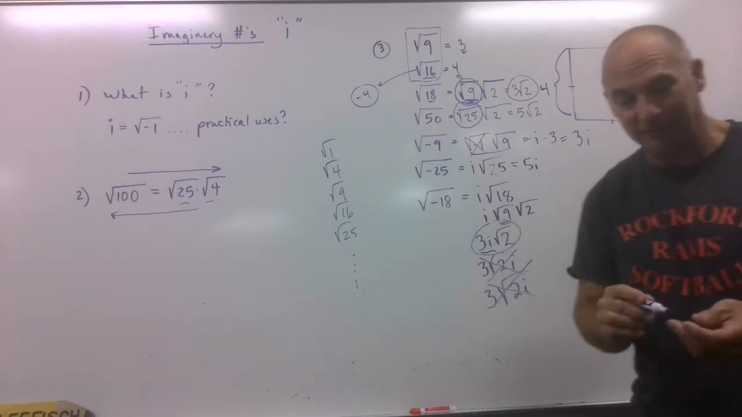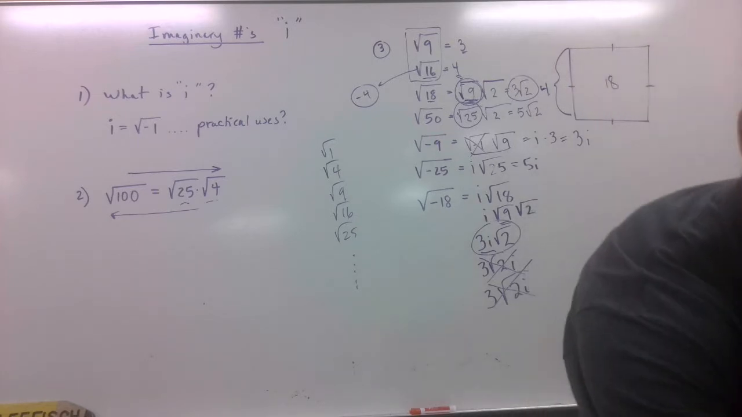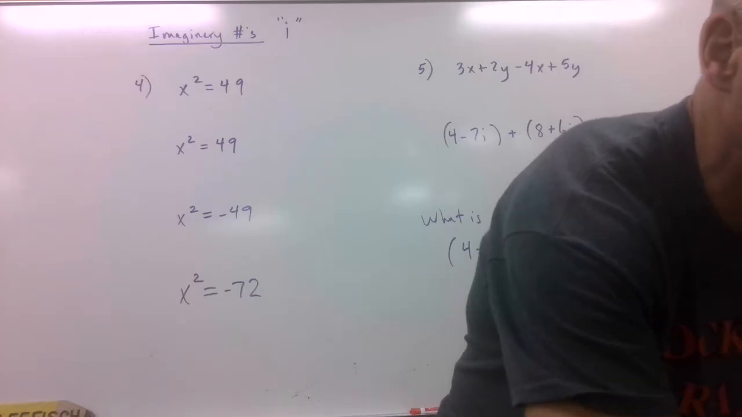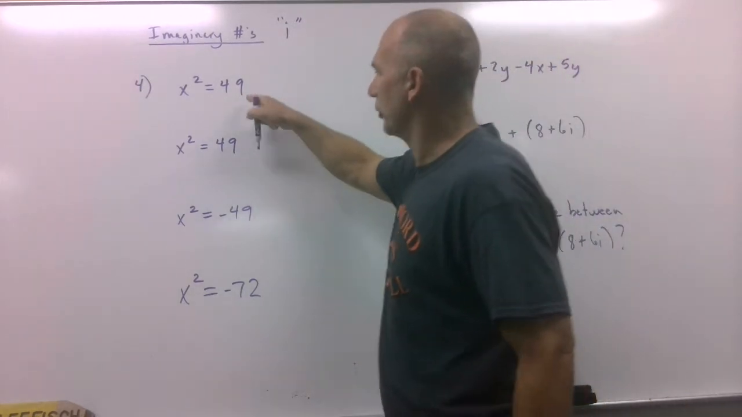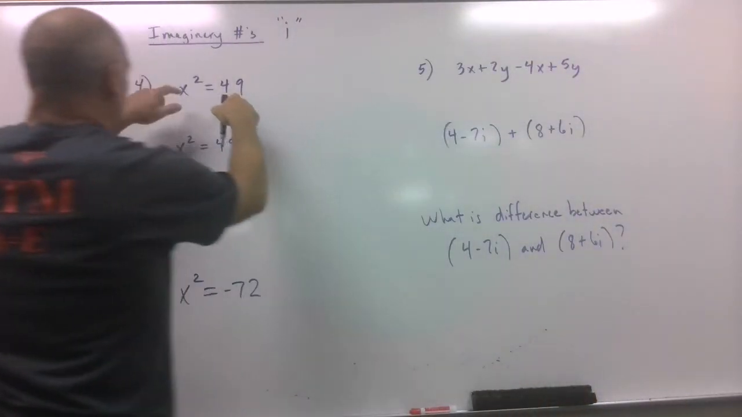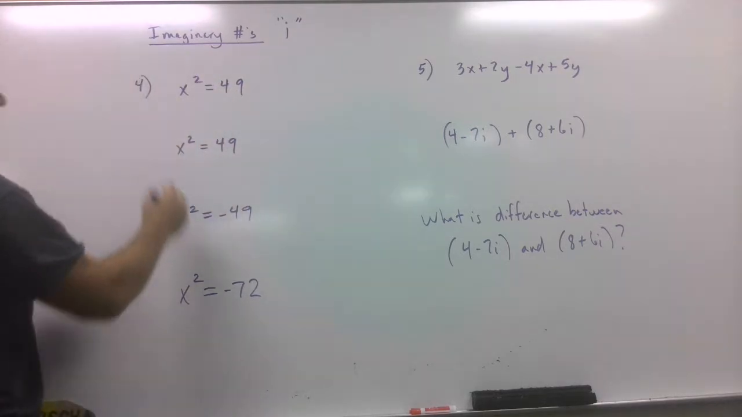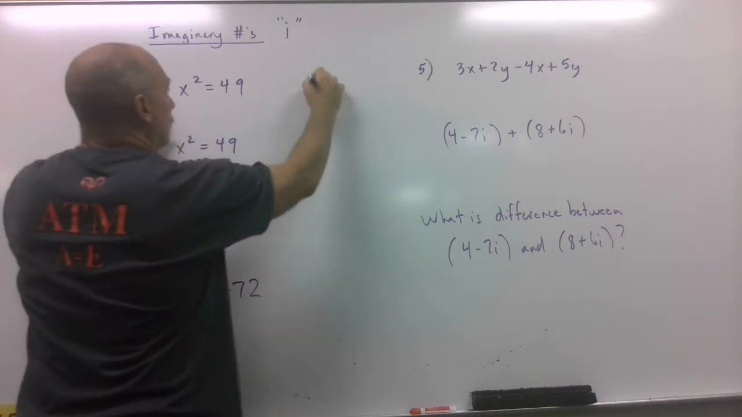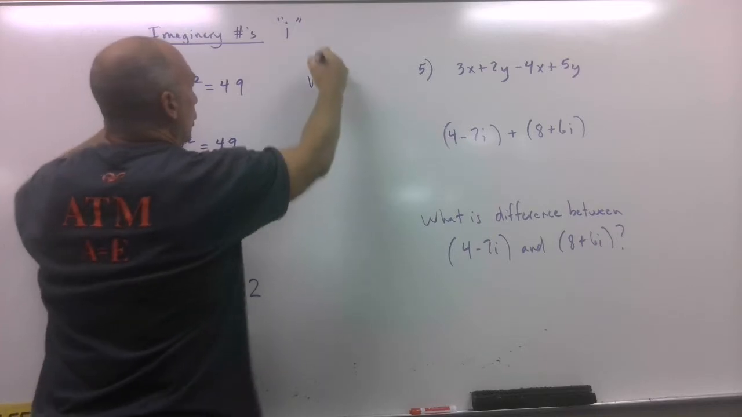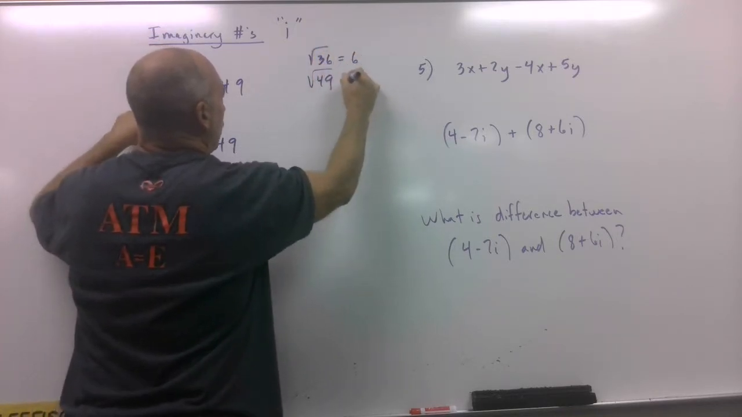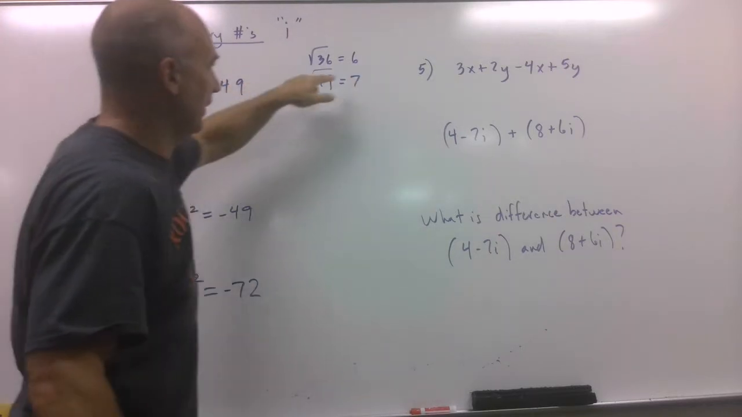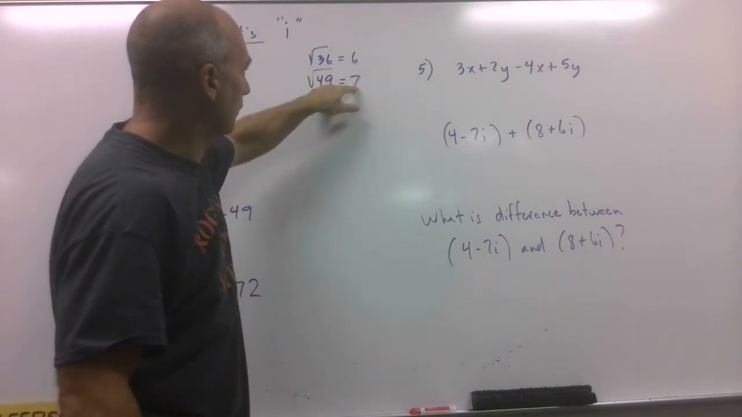All right, let me pause that, get a few more ideas on the board. Okay, a few more ideas. First of all, you're going to have problems now that say solve. Now, if you remember, I said the square root of 49 or the square root of 36, if it's written like this, they only want what's called the principal root. That's a fancy way of saying the positive answer.